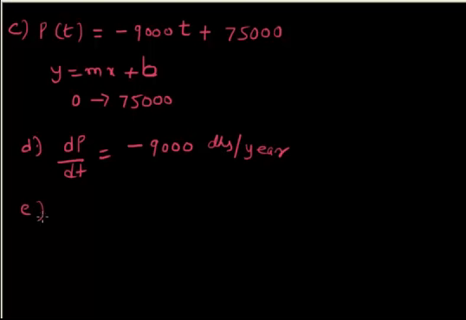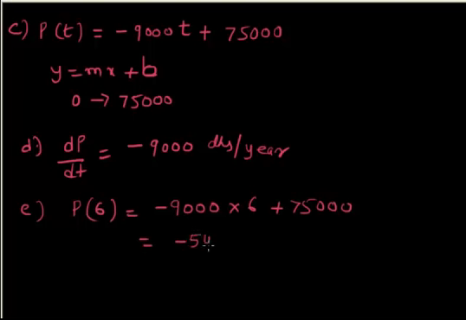Then is the E part, which says, what is the price after 6 years? P is the price, and time is 6 years. So I'll just replace this T by 6 in the given equation. So minus 9,000 times 6 plus 75,000. So I have 9 times 6, which is minus 54,000, plus 75,000. So I have 21,000 dirhams as the price after 6 years.